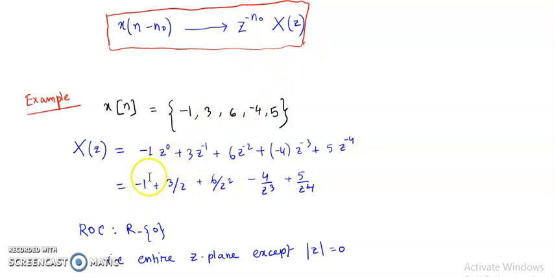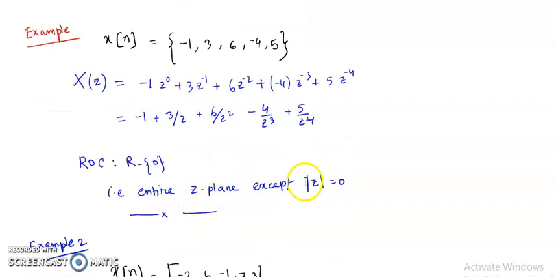So if we put the power equal to 0, we will get minus 1. Then here 3 by z, 6 by z square, minus 4 by z cube, plus 5 by z to the power 4. If you see here, z is in the denominator and it should not be equal to 0, otherwise it will become infinity, since 1 by z is there. So we cannot take z equal to 0. That means the ROC will be all the values of z except 0. That is, the entire z plane except mod z equal to 0.